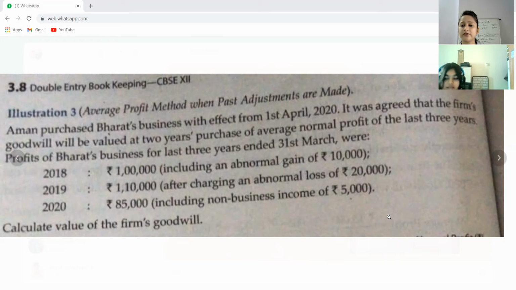If we record an abnormal gain, the profit will increase, but it is wrong. So what will we do? We have to decrease our profit. So we will less the abnormal gain. Write less abnormal gain. From the year 2018, we will deduct 10,000.